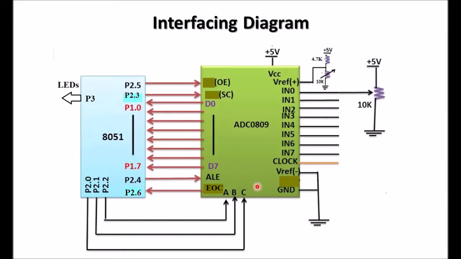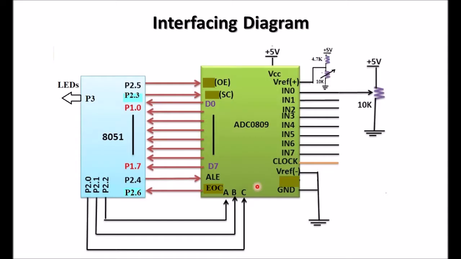Let us understand the interfacing diagram of ADC with 8051. Here we are using channel 0. So we can connect the output of any analog sensor to this channel IN0. Here a simple voltage divider arrangement is shown. So you can use a pot here to vary this analog input at channel IN0. So we are connecting the analog input at channel 0.